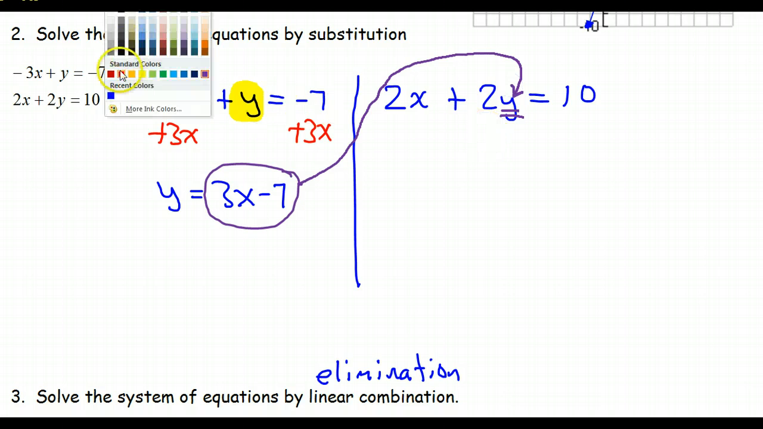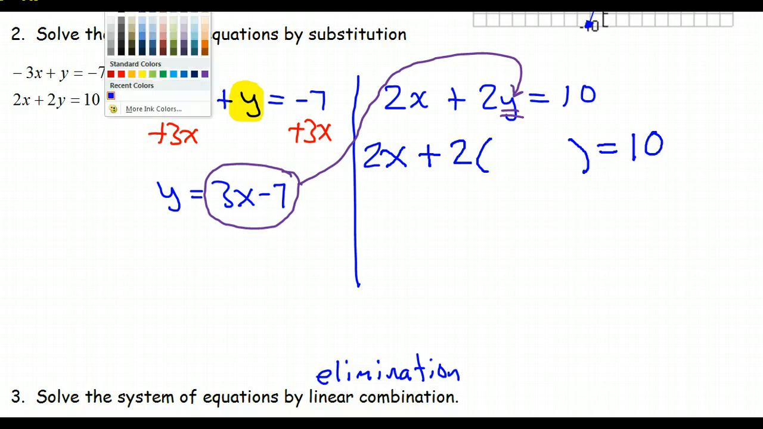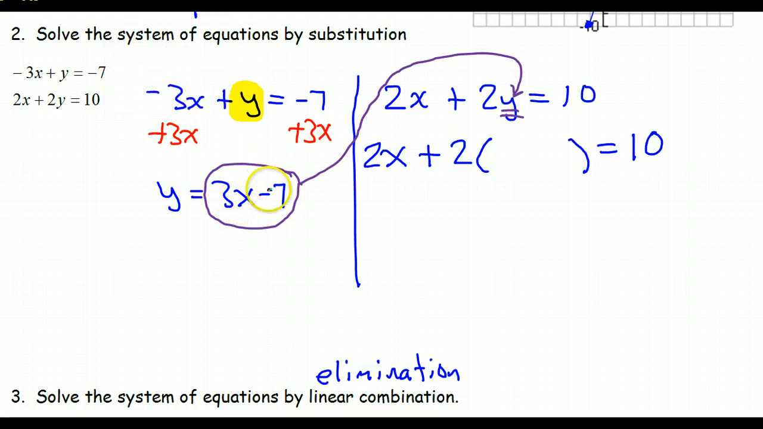Alright, now watch what I do. Whenever I do a substitution, I like to use parentheses for the substitution. So we have the 2x, I just brought that down, plus 2. Now I'm replacing the y with this stuff. But if I were you, I would create parentheses anytime you substitute. And then go back and think of it as putting this in the parentheses. So I'm going to have 3x minus 7 like that.